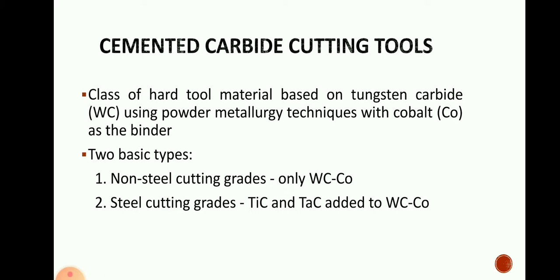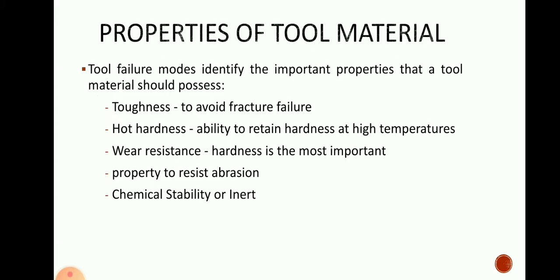And secondly, the steel cutting grades, where TiC, the titanium carbide, or TaC is added to the tungsten carbide and cobalt. Tungsten carbide is the basic combination for the cemented carbide cutting tools. In addition to that, if we want to cut steel material, then steel cutting grades are formed by using this TiC and TaC. Otherwise they are called non-steel cutting grades. So basically these cemented carbide cutting tools are divided into two basic types: non-steel cutting grades and steel cutting grades.